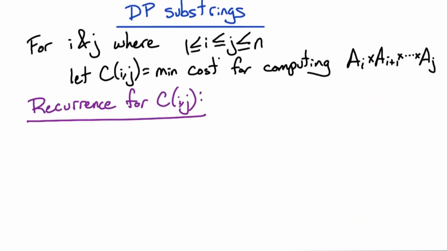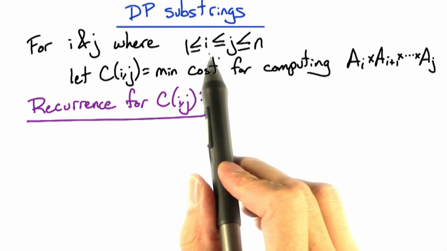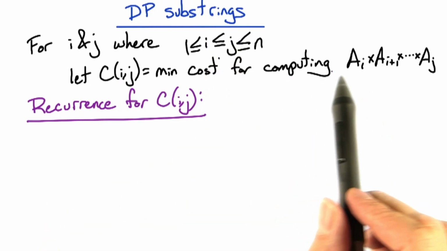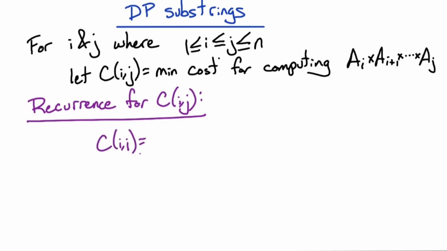Now let's try to write a recurrence for C_ij. Let's start with the base case. What is the easiest case to compute for C_ij? That's the case when i equals j. Then we're just computing A_i. So the entry C_ii, what's the cost for it? It's 0, because there's no work to be done.